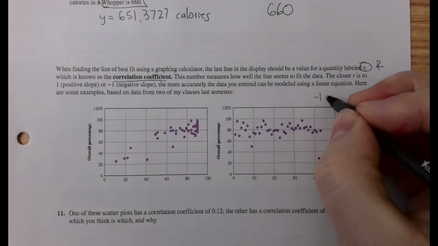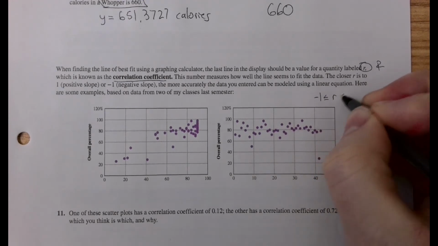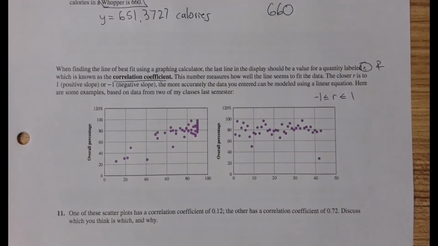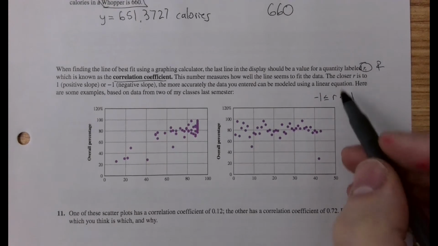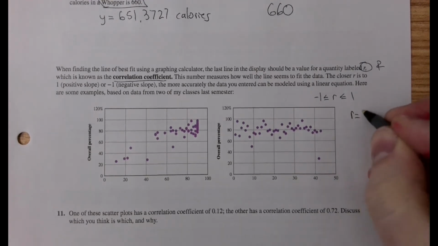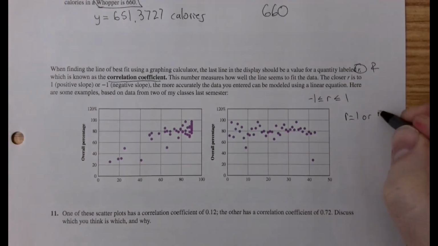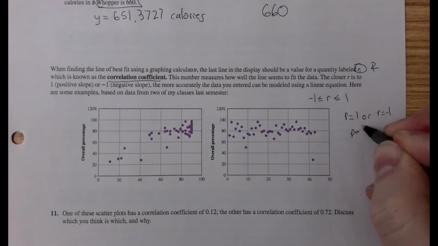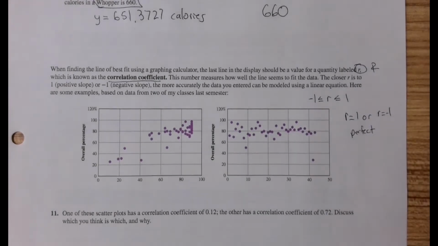The value of this R is between -1 and 1. Generally speaking, the closer the value is to -1 or 1, the stronger the correlation. So if R equals 1 or R equals -1, it's a perfect correlation. What that means is all points in the data set lie on the exact same line.